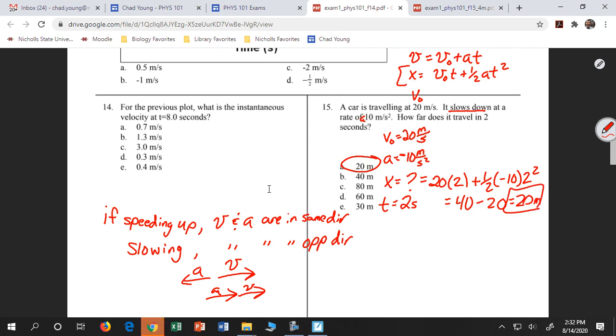Okay? Now, that took several minutes to work through, right? But when you get the hang of it, you'll be able to move through it more quickly than that.